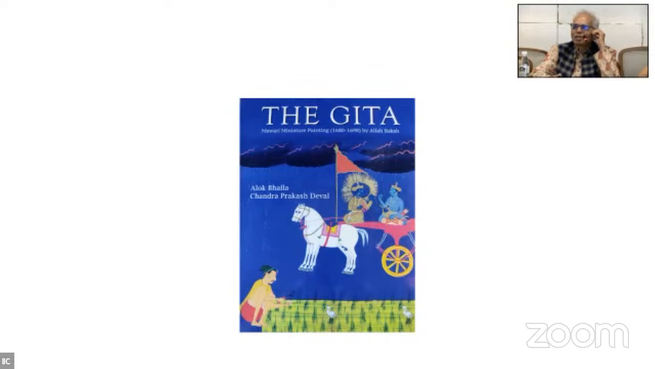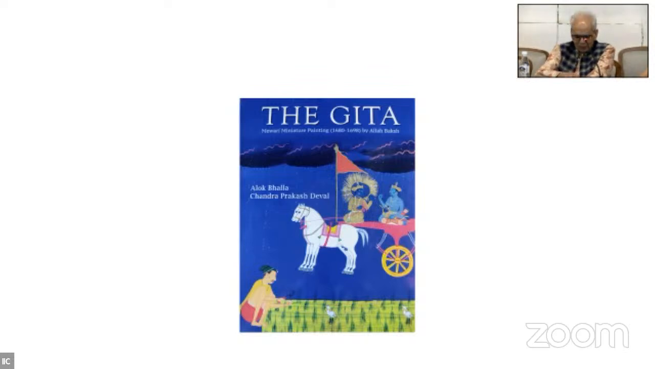So they both have done this work, Gita in painting. And there are 550 paintings of Gita with the Mewari translation on each verse. And the painter, Allah Baksh, Alok Bhalla says that he painted all the 700 stanzas of Gita.